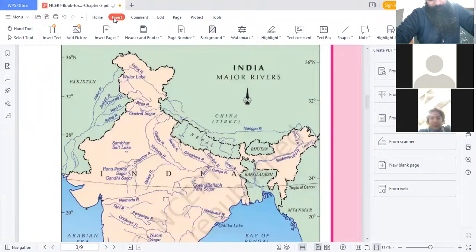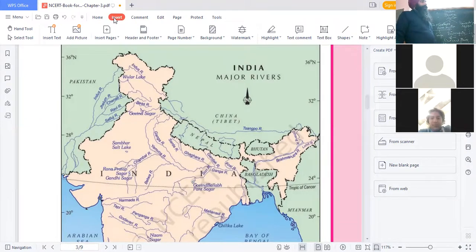Those lands which lie in the parts of Punjab in between the tributaries are known as the Doabs, D-O-A-B. Do means two, ab means waters. Land between two rivers is a Doab, which is popularly known as Doaba.